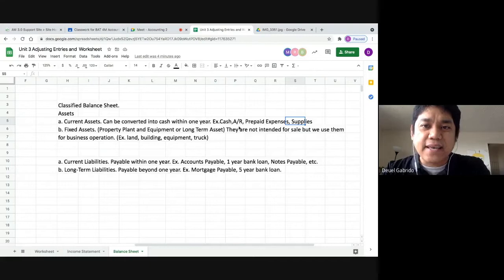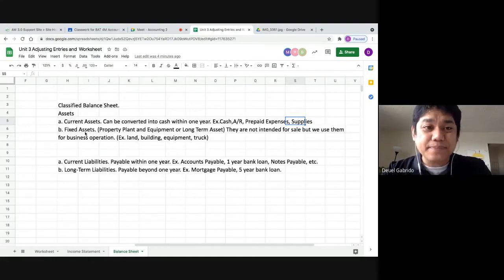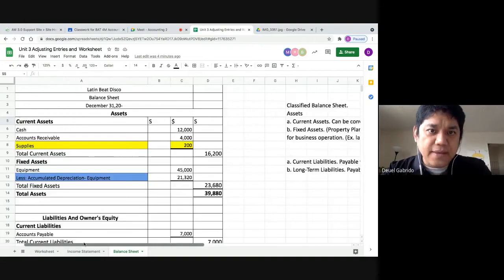What are these? They are not intended for sale. We buy them because we use them for business operation. Example: land, building, equipment, and truck. Remember the age principle, guys, that I taught you in the past? Those are the fixed assets. Okay, so let's see the fixed asset list here. There is a scroll at the bottom, just move it to the left. Okay, so we are done with the current assets.